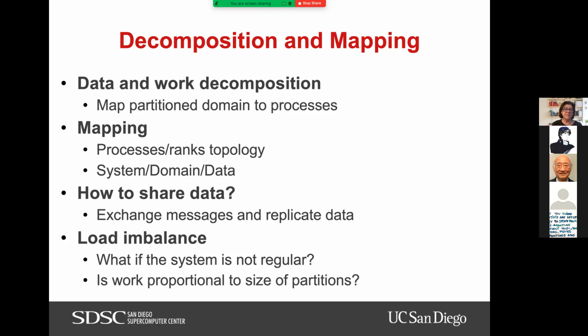So mapping, that's decomposing the work. I'm going to take my 3D room, break it into little boxes, and watch particles flow through and get an idea of the speed and temperature and the density of the particles in my particular box. And then mapping it. How do I map that work onto these processors so that it's efficient and makes sense and it maps to my code? And then what kind of system am I on? What's my domain and my data? And how do I exchange messages between the different boxes in my room?